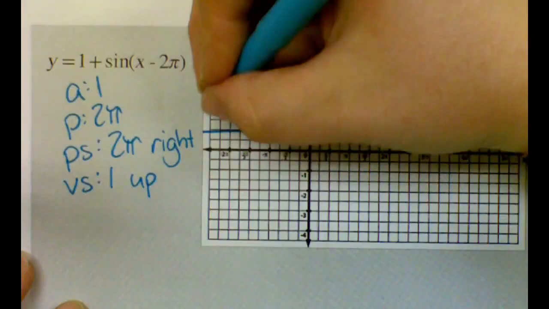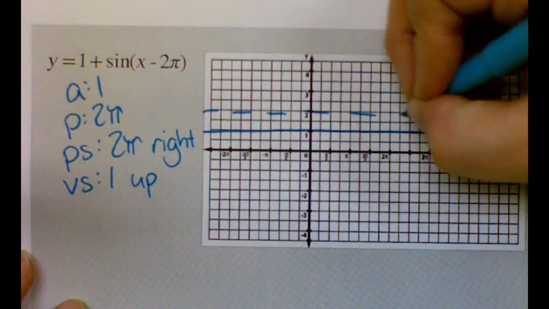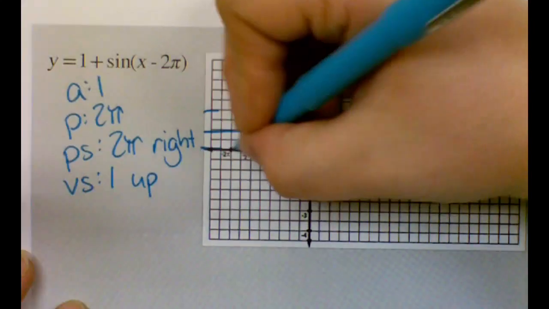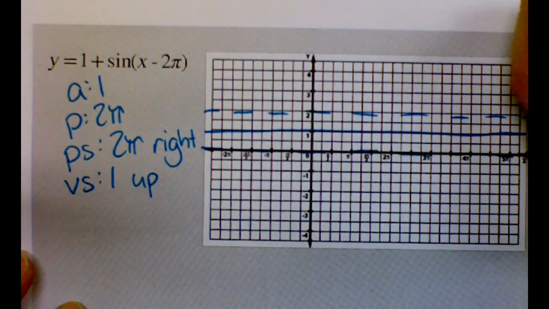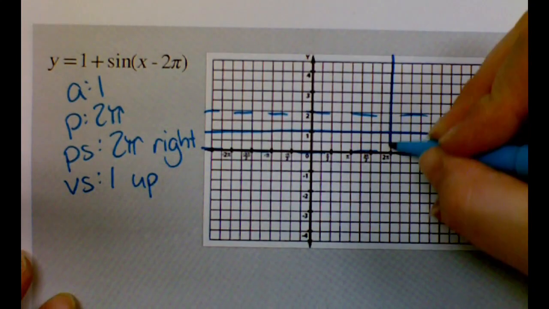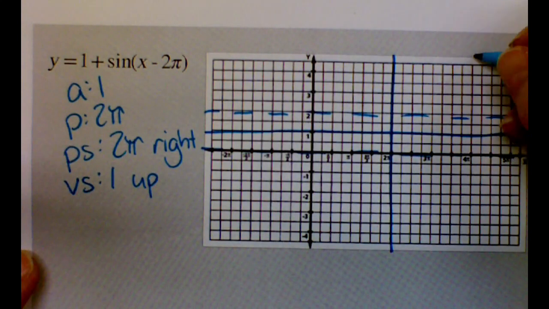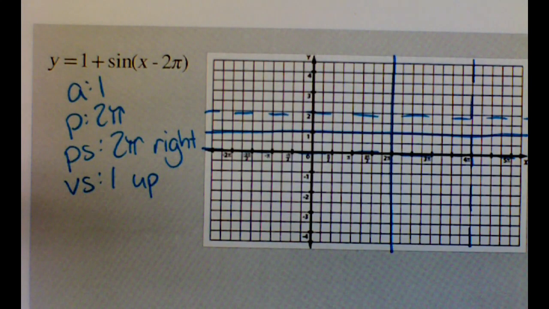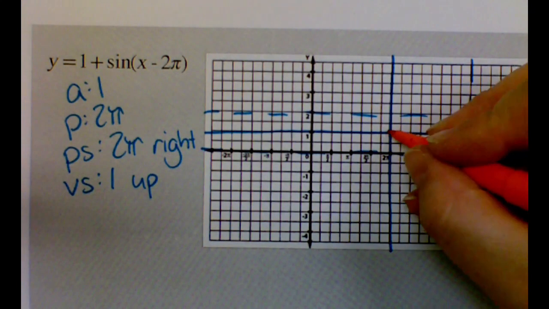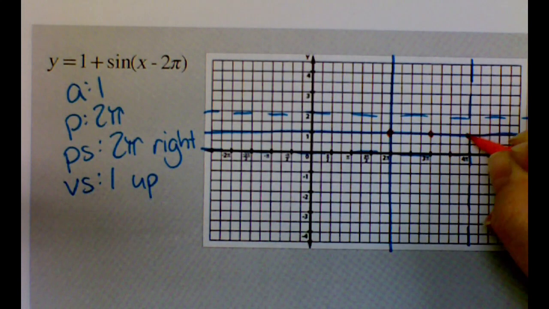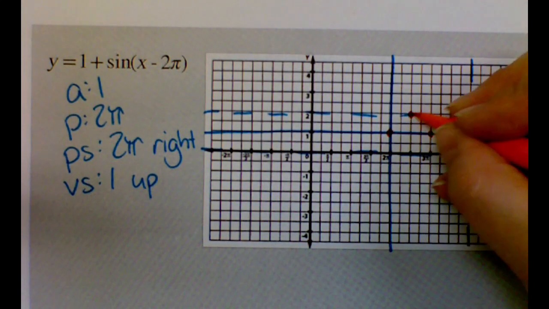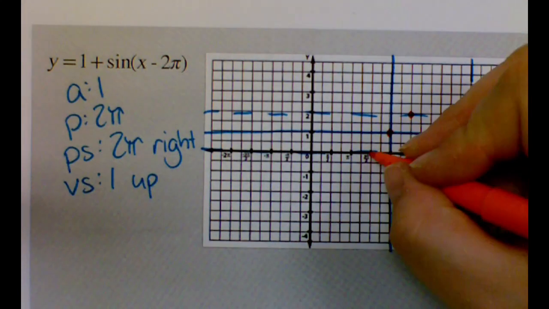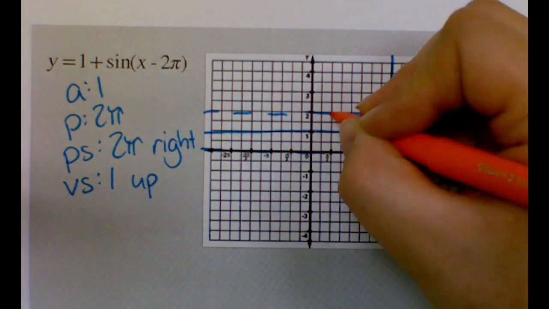My amplitude is 1, so my maximums are at 2. My minimums are at 0. My phase shift was 2 pi to the right. My period is 2 pi, so that means the first one ends at 4 pi. I'm drawing sine. Sine starts at 0, middle at 0, ends at 0. So instead of 0, we use 1. And goes up, then down. And I follow my pattern.